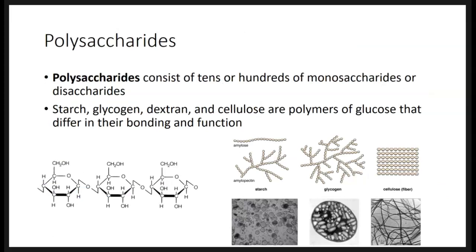So polysaccharides consist of chains of tens or hundreds of either monosaccharide repeating units or disaccharide repeating units. So monosaccharides and disaccharides can be the monomer units for polysaccharides. So starch, glycogen, dextran, and cellulose are all polymers of glucose. And the different ways the monomers in these carbohydrate polymers are linked together can change the chemical structure, right? And that changes the chemical properties. So these are all polymers of glucose, but they all differ in their bonding, and that also causes them to have different functions in the cell.